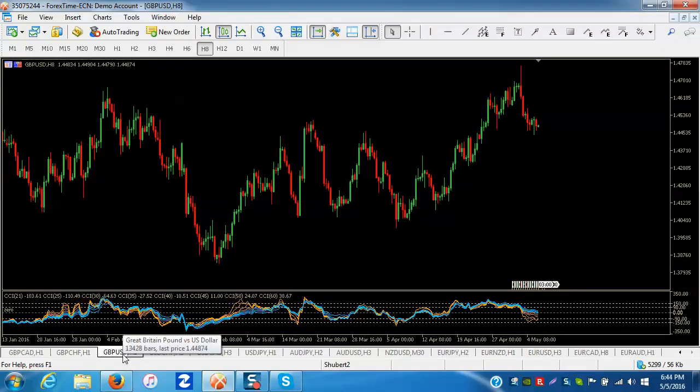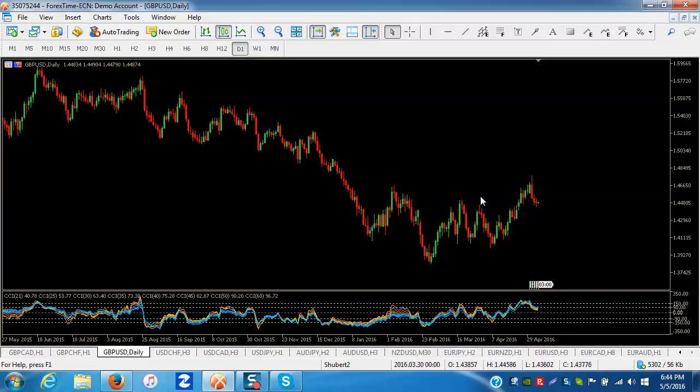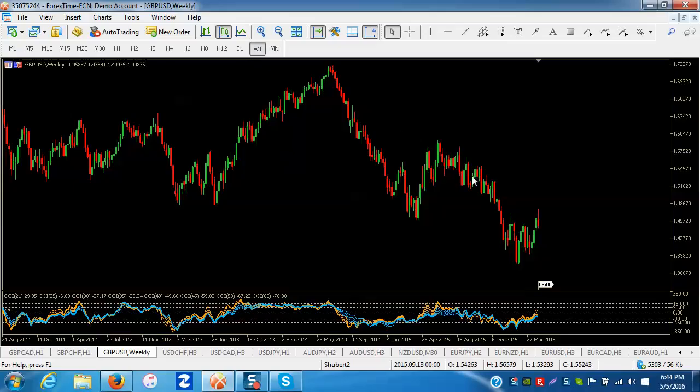Other dollar pairs, cable, which I don't trade a lot, but the cable has been in a pretty steady downtrend here. Now, it looks like it made a bottom here and it's moving back up.